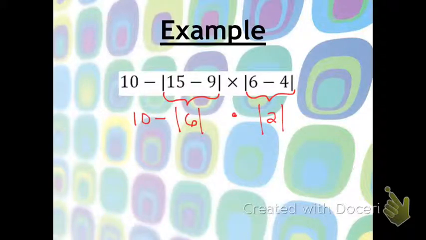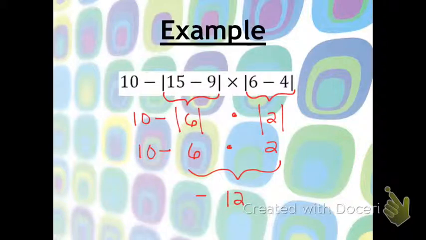The absolute value of 6 is 6. The absolute value of 2 is 2. And finally, we're left with an order of operations problem that you have seen before, where we would do multiplication before we would do subtraction. Again, don't forget to circle or box your answers so they're easy to find.